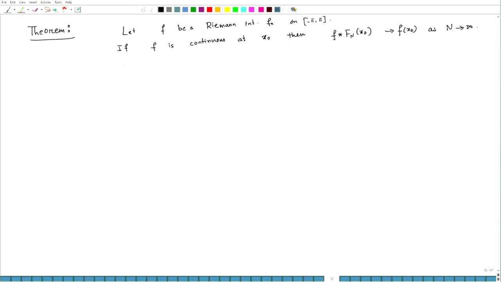And if f is continuous throughout, on minus pi to pi, then the convolution of f and f n converges to f uniformly.